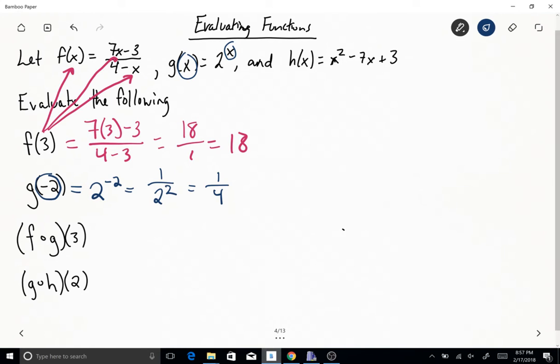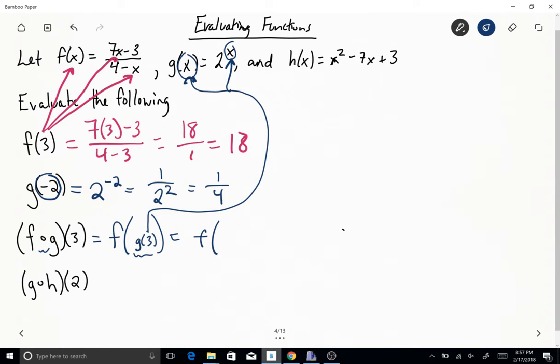In the next one, people see this circle business and they freak out. Don't let it freak you out. All that is f of g of 3. So notice first we have on the inside g of 3. So let's find g of 3. That means we take this 3 and it goes in for that x, so it must also go in for that x. As a result we have f of, and then this becomes 2 to the third. But 2 to the third is just 8, so that's f of 8.